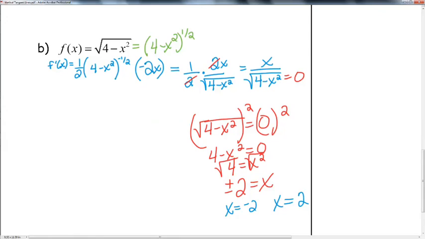And I'm going to plug these into my original function so I can find the actual coordinates. If I plug in negative 2, the square root of 4 minus negative 2 squared, well, that's going to be 4 minus 4, which is equal to 0. So I have, again, negative 2 and then a 0. If I plug in 2, it'll be 4 minus 2 squared, which is 4 minus 4, so I have 2 comma 0 as well.